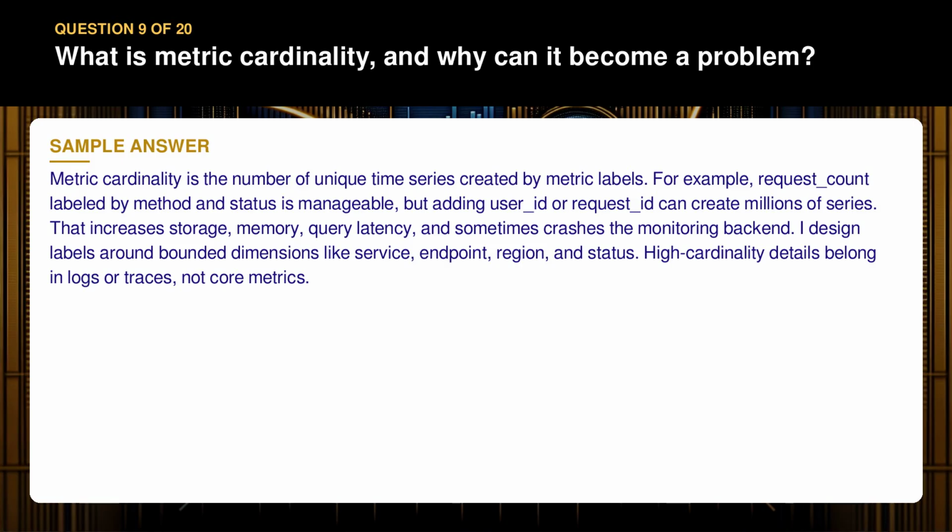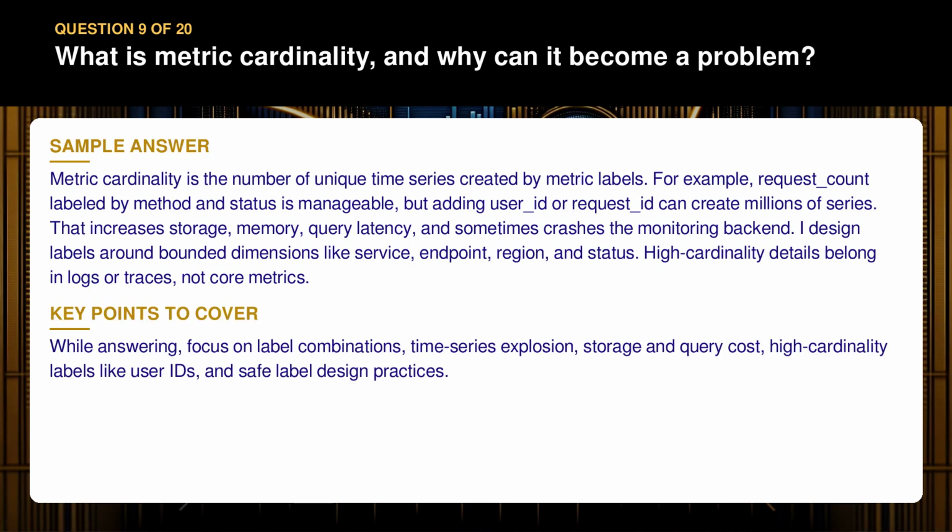For example, request count labeled by method and status is manageable. But adding user ID or request ID can create millions of series. That increases storage, memory, query latency, and sometimes crashes the monitoring backend. I design labels around bounded dimensions like service, endpoint, region, and status. High cardinality details belong in logs or traces, not core metrics.